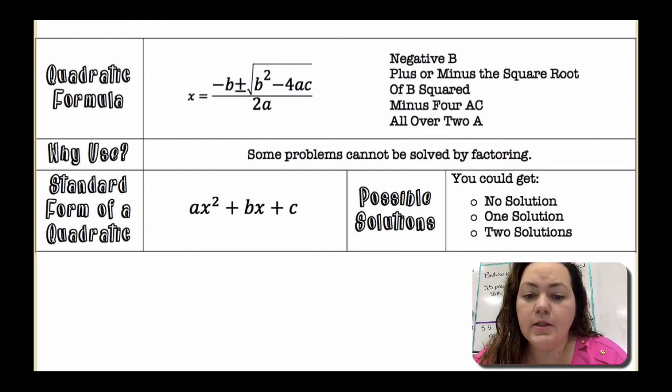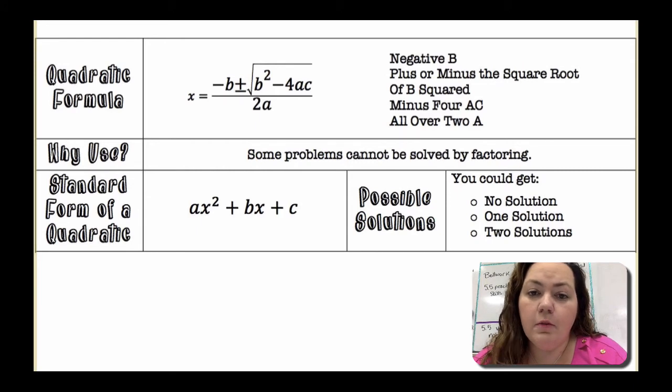Why do we use this? Well, some problems can't be solved by factoring, so our traditional method won't work, and we can use the quadratic formula. What's also nice about the quadratic formula is it works for all types of problems where you need to find the solutions, or the roots, or the zeros, because they're all called the same thing. You can always use the quadratic formula and get the answer.